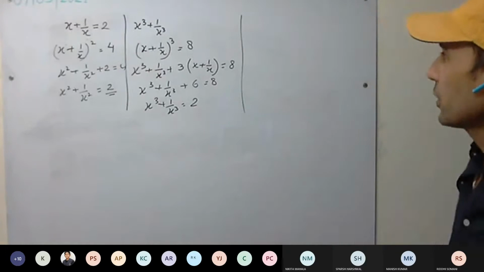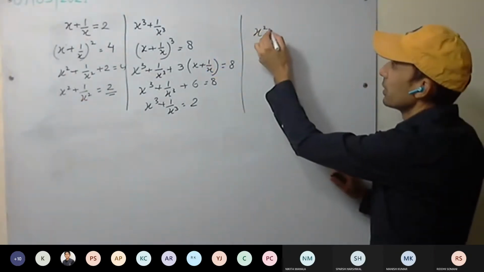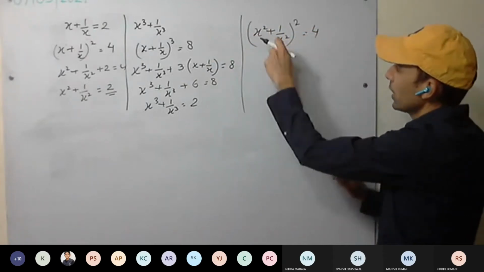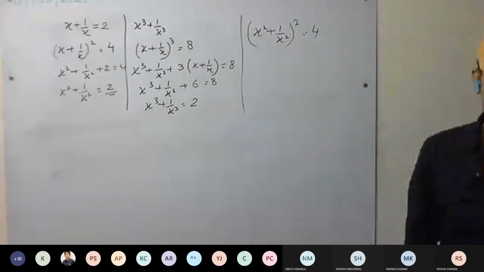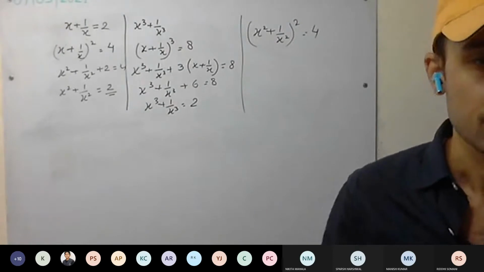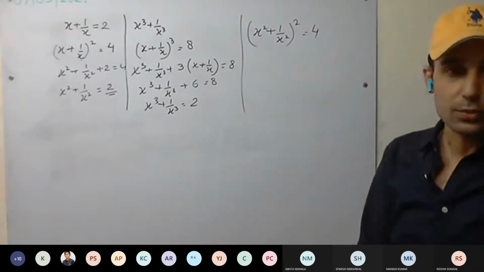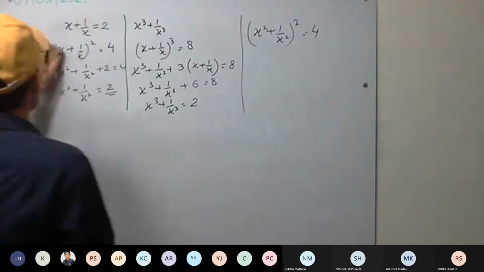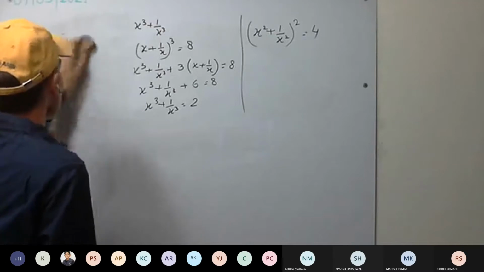Okay, find the third one. Here, what are we going to square? x square plus 1 upon x square equals 2, squaring gives 4, and solve it. You will get the value. Third one, you do it yourself. I'm not solving here. Solve it. You have 1 minute to solve the third one. Even you don't require 1 minute. Solve the third one. If you have solved this one, read the next question.